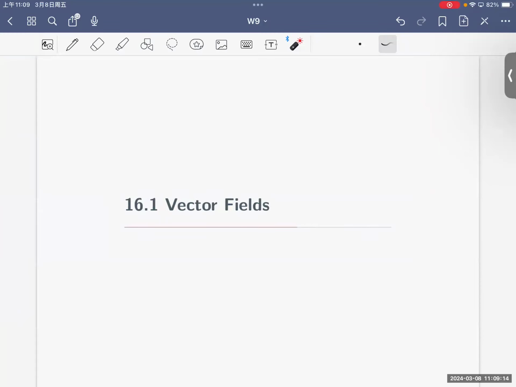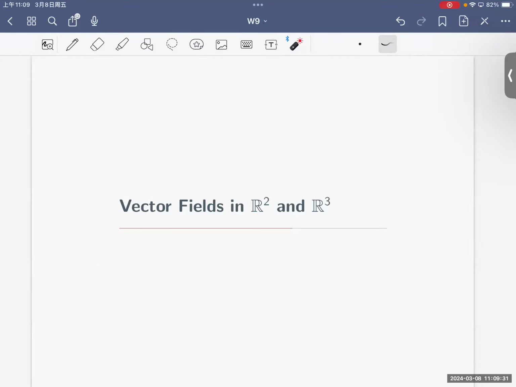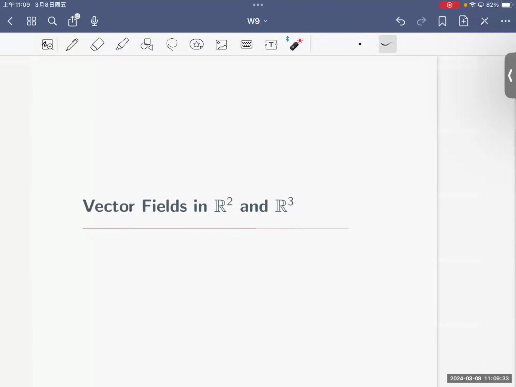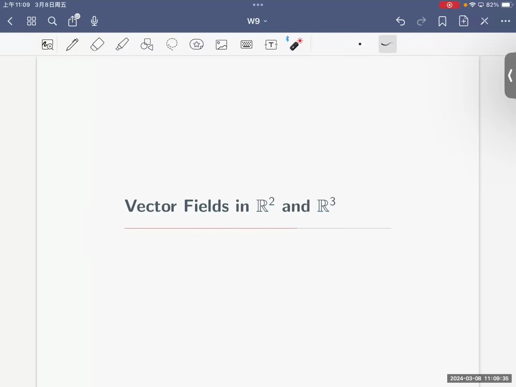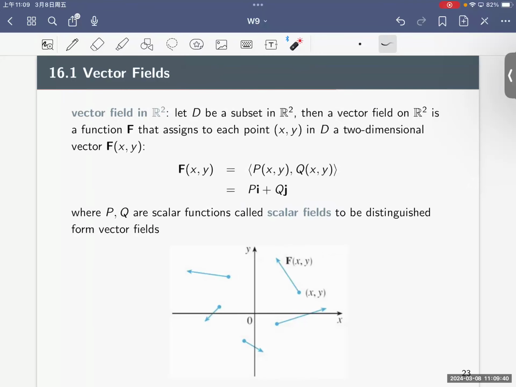Okay, all right. So this is all about integration. Now we will move on to the last chapter. Actually, chapter 16 is the most difficult part in this course. It's way more difficult than differentiation and integration. So we'll start from the introduction of vector fields in R2 and R3, 2D and 3D spaces. Maybe you're already familiar with those concepts, so this is not a hard concept to understand.